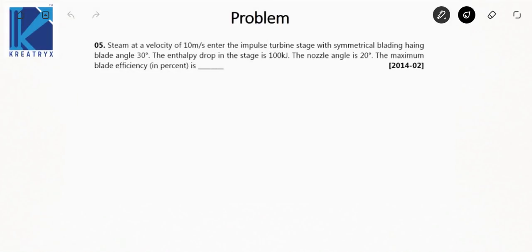Steam at a velocity of 10 meter per second enters the impulse turbine stage. Keyword: impulse turbine stage, with symmetrical blading having blade angle 30 degrees. Enthalpy drop is given as 100 kilojoule in the stage. The nozzle angle is 20 degree. The maximum blade efficiency. You see that so much data given is useless in this question, just to confuse you, because the maximum efficiency of blade for the impulse turbine stage is cos square alpha.